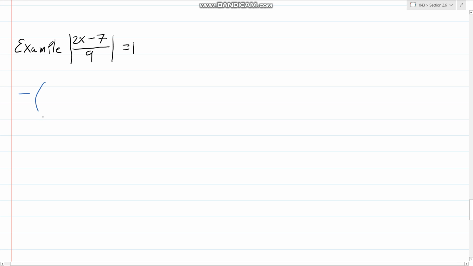What if it was negative on the inside here? If it was negative and then it turned positive, what would x have to be? So I can solve for that. We'll call that case A. In case B, I have (2x minus 7) over 9 equals 1. And we can see what that would be.